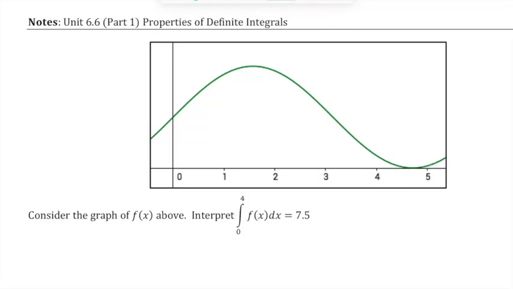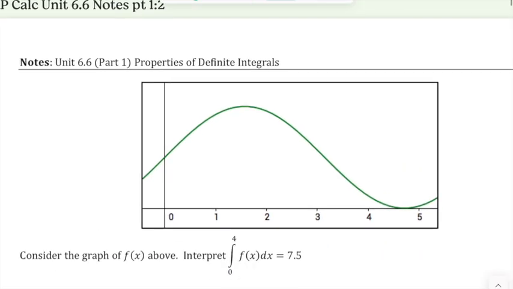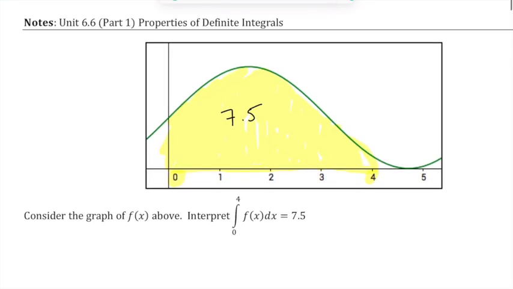Okay, this is unit 6.6, definite properties of integrals and some more graphical integration. Consider the graph above. Interpret what this means. The integral from 0 to 4 of the function dx equals 7.5. So what this means is the area under the curve from 0 to 4 is 7.5. And so that is the interpretation of what this graph is, to use words.